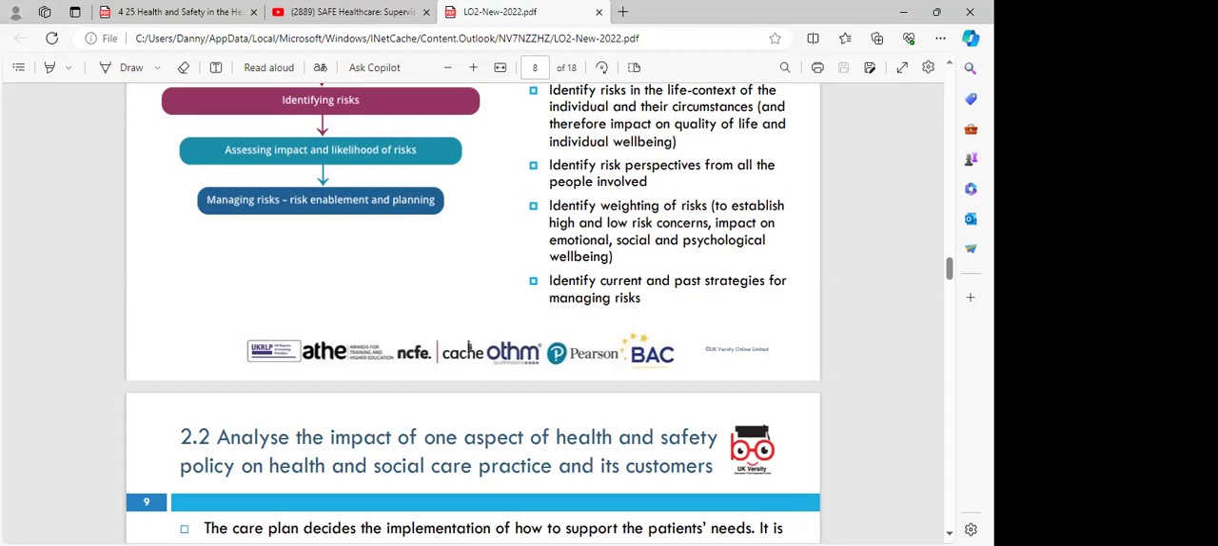And you have to identify the current and past strategies for managing the risk. So what were the previous risks and what is the current one that you have to put in place?